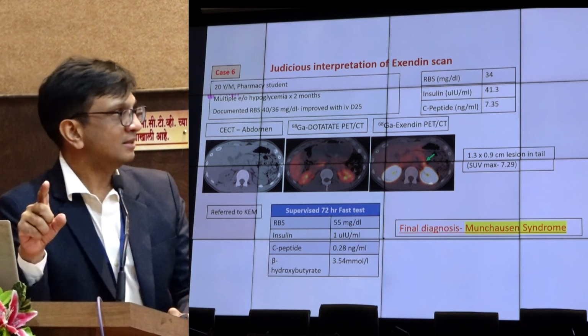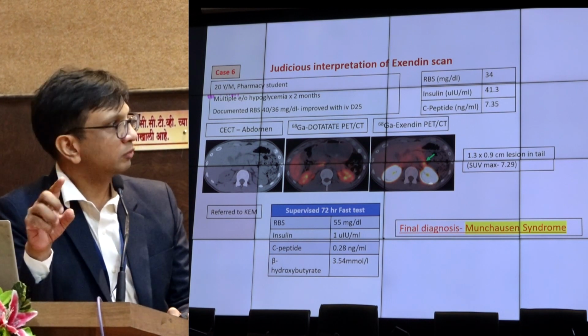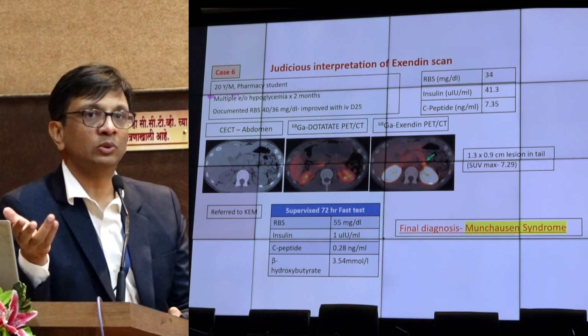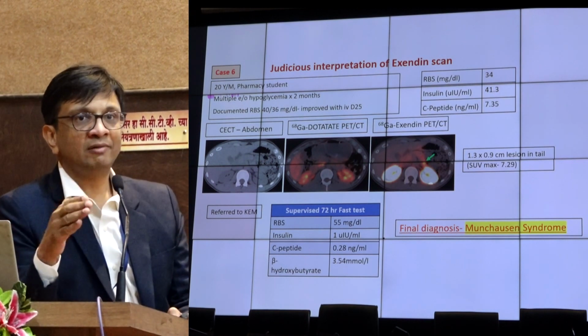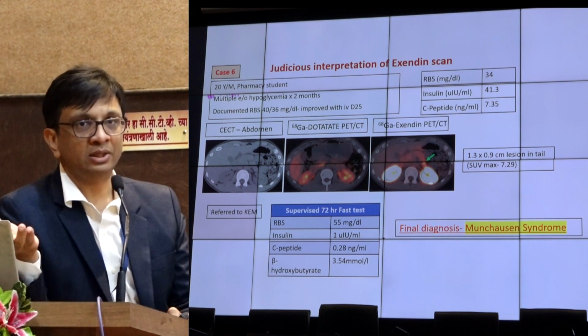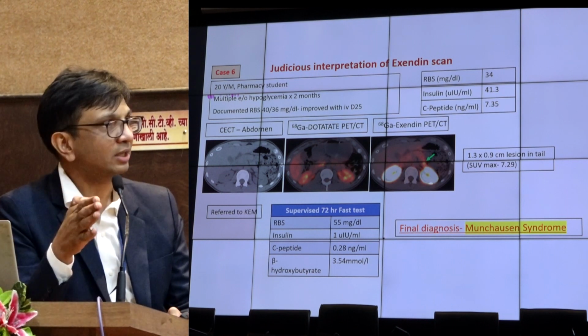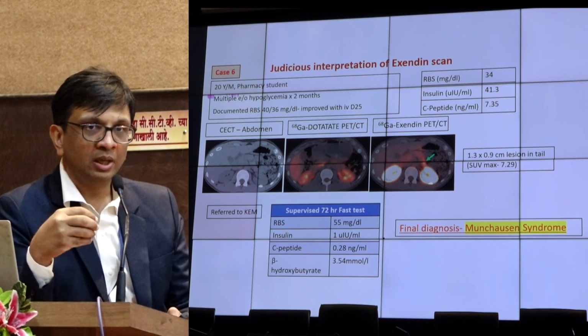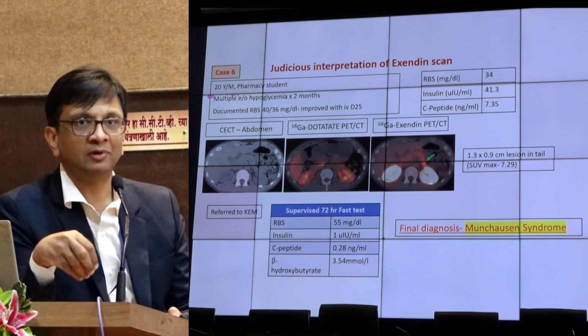So a supervised fast test was done, random sugar fell to 55 at the max, insulin and C-peptide were low, and he had ketones. So on a starvation test, he had ketones and sugar didn't fall beyond a point. And actually, on interrogation, he said, I was taking sulfonylurea.